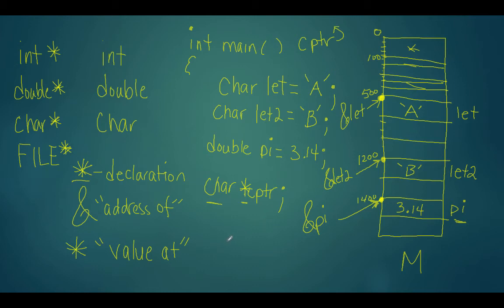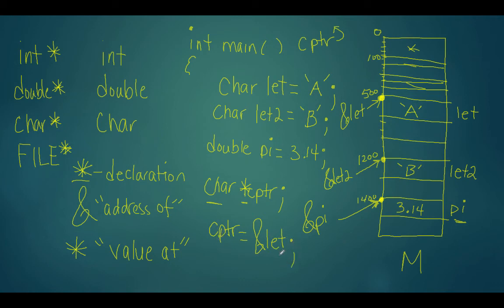And what we're going to lead up to is how you're going to pass by reference to functions, and then it's going to make more sense, because here it doesn't make any sense for me to have to deal with let or let2 and also the value at CPTR. It's redundant. But in order to understand what's going on, I'm going to be redundant. So I'm going to point my CPTR, and it's going to point to the address of let.